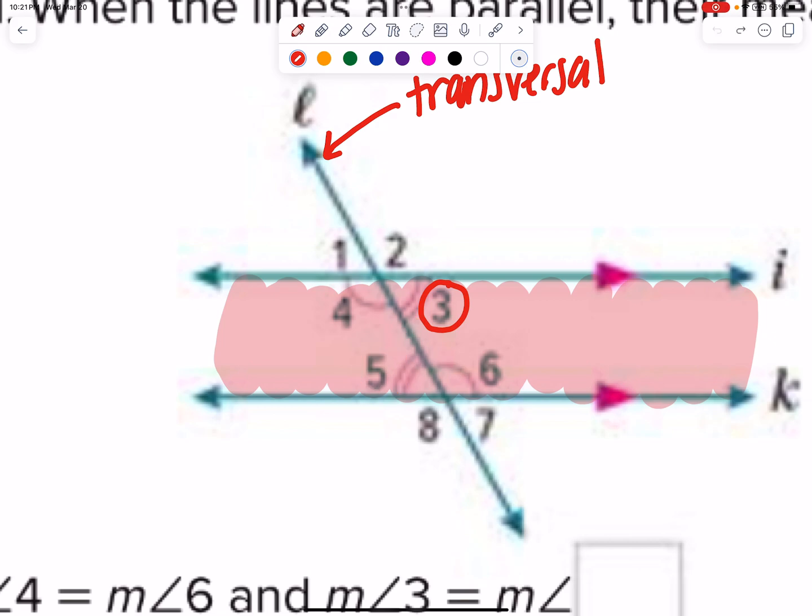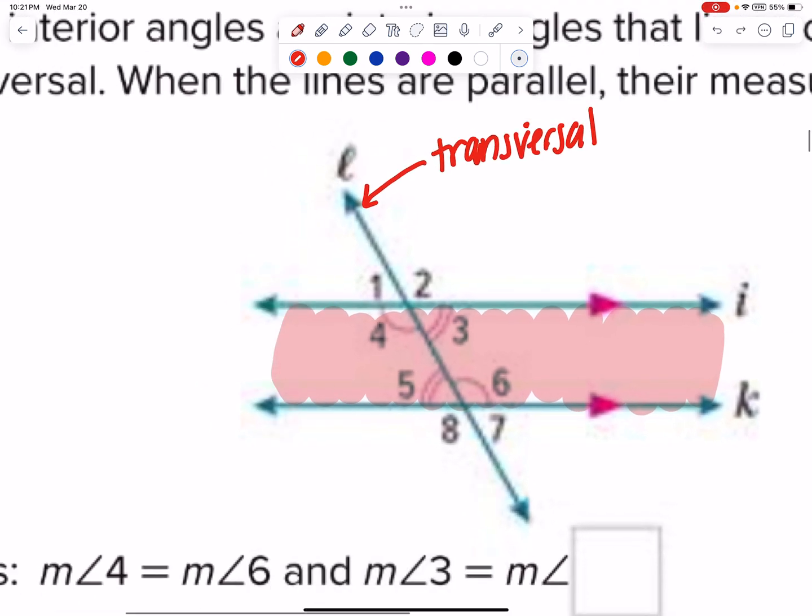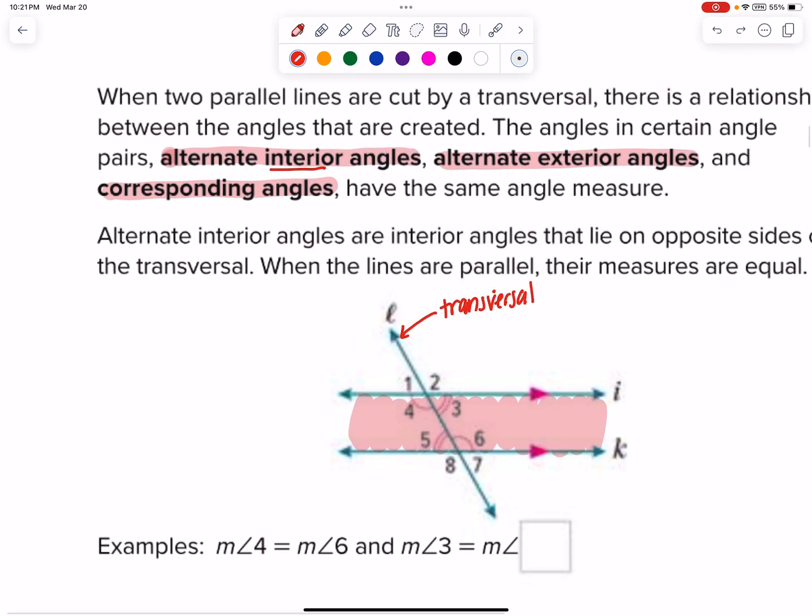All right, so what is the alternate interior angle to angle 4? We have the other side of the line as the alternate, and the interior is this. And you can sort of see, just using common sense, that those are the same angle. So alternate interior angles are equal to each other. So now let's look at alternate exterior.